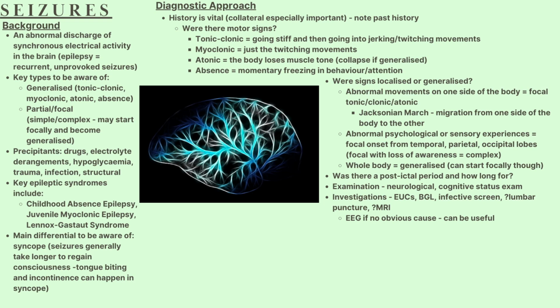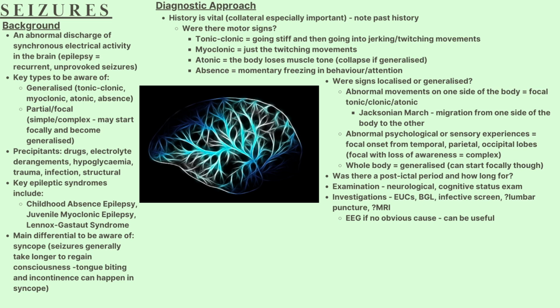The next question to ask is whether the signs were localized or generalized. If the abnormal movements were localized to one side of the body, then we would say that those are focal tonic, clonic, or atonic seizures. There is also the phenomenon called the Jacksonian march, which is the migration of the abnormal movements from one side of the body to the other.